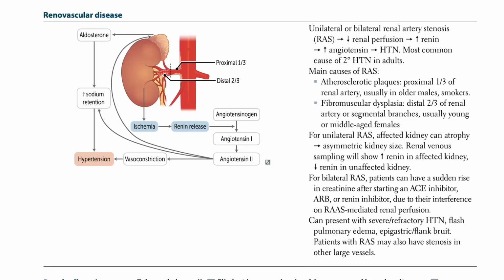Alright, let's talk about renovascular diseases. Unilateral or bilateral renal artery stenosis. Either could be unilateral or bilateral. RAS, renal artery stenosis, leads to decrease in renal perfusion, which causes increase in renin, increase in angiotensin, and hypertension. Most common cause of secondary hypertension in adults.